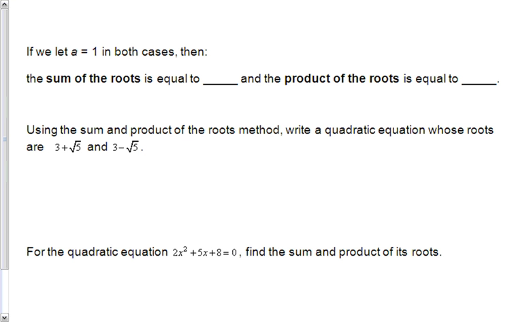Okay. So we're going to assume if we let a equal 1, doesn't it make negative b over a, the sum, just negative b, and the product equal c over a, which is just c? It's going to make things a lot easier to find the a, b's, and c's. So using the sum and the product of the roots, we're going to write the quadratic. So instead of me multiplying this beast out, which isn't too bad because they're conjugates, look what happens. We let a equal 1. So that means we have to figure out b and c.